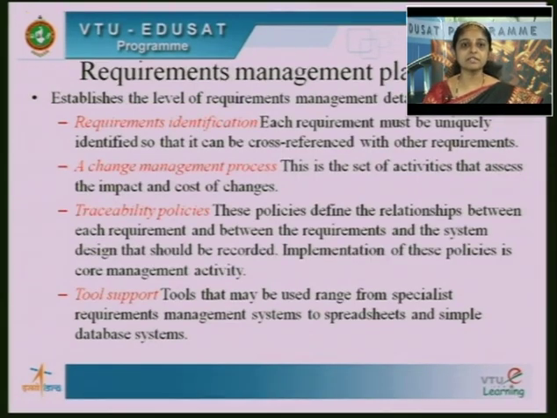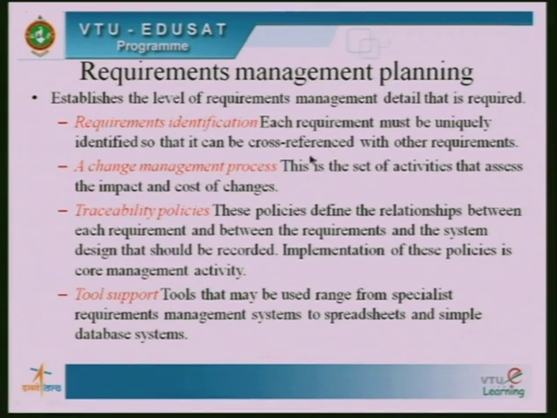Now, this requirements management planning, as I told you, the first and foremost level of requirements management is requirements identification. The requirements must be uniquely identified so that they can be cross-referenced with other requirements, right? So you have a list of requirements. No two requirements should tell the same thing. That is about uniquely identifying the requirement, okay? Or no two requirements should contradict each other. That is uniquely identifying the requirement. So requirements identification is a very important phase in requirements management planning.